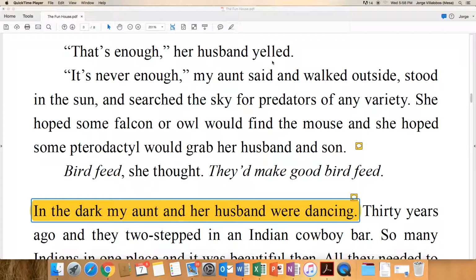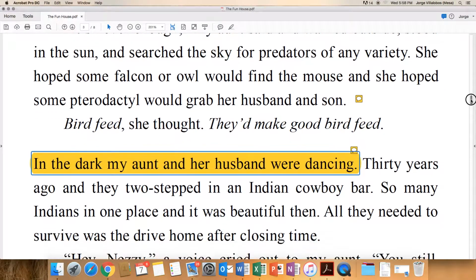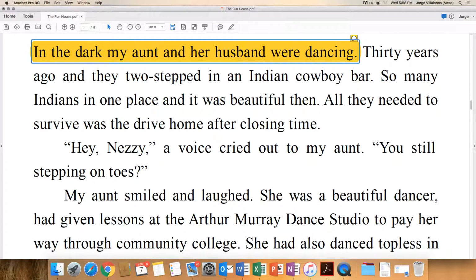So I want us to look at The Funhouse and see how the use of flashback is being implemented in this story. If you look at page number 3, you're going to see that there's an interaction between the aunt and her husband. And then there's this interesting sentence after that that says, "In the dark, my aunt and her husband were dancing." That's an indication that there is a flashback in here.